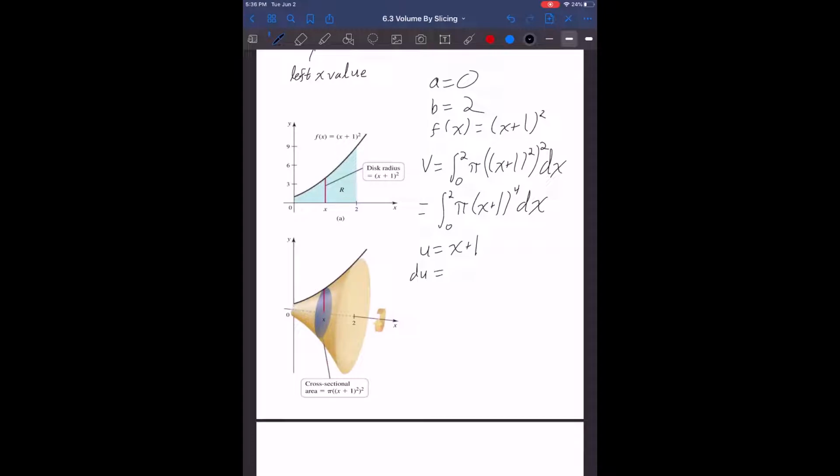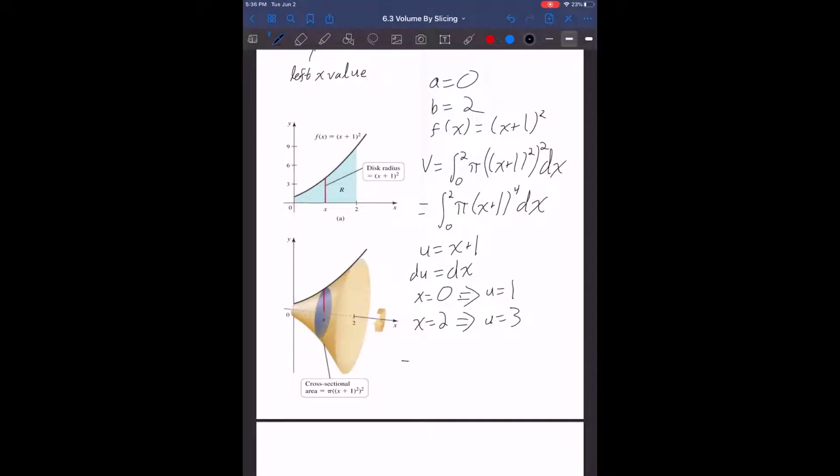If I take the derivative of both sides, I get du equals, well, the derivative of x is just dx, so du equals dx. My bounds are also going to change. I started with x equals 0, which, if I plug it into this top equation, u equals x plus 1, gives me that my lower bound will now become 1. And finally, my x equals 2 for my b value will give me that u is equal to 3.